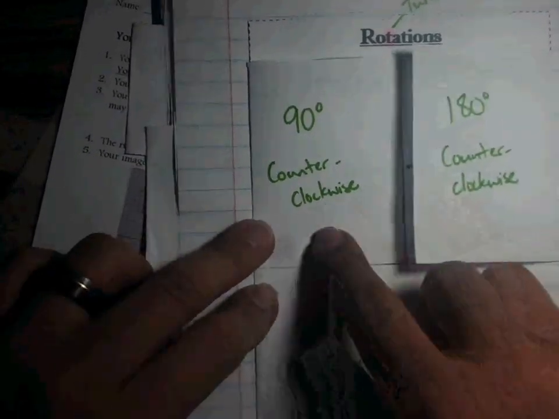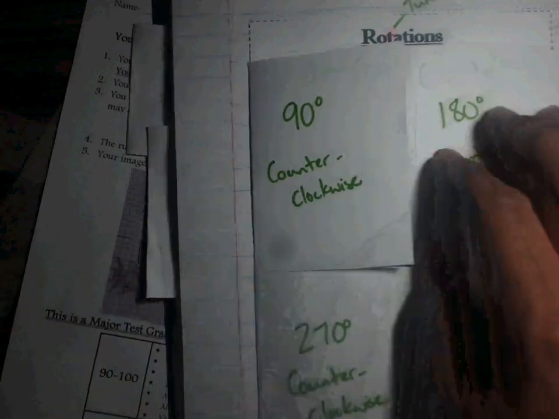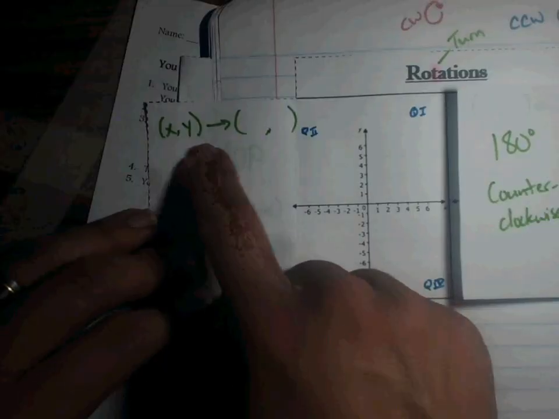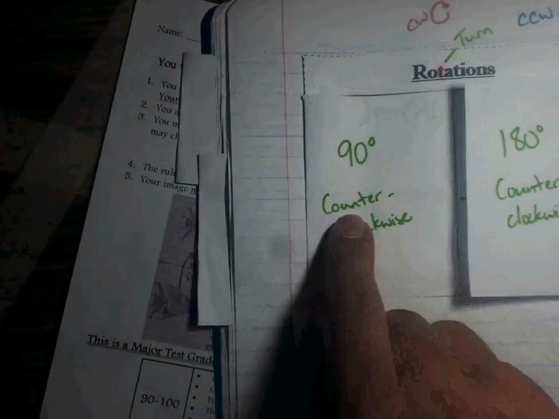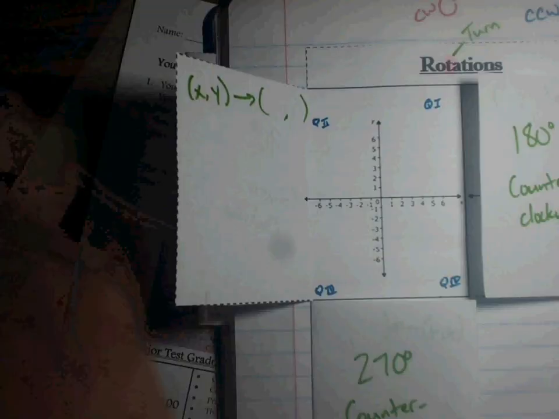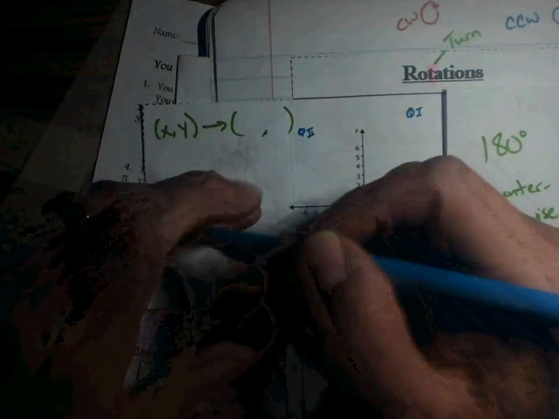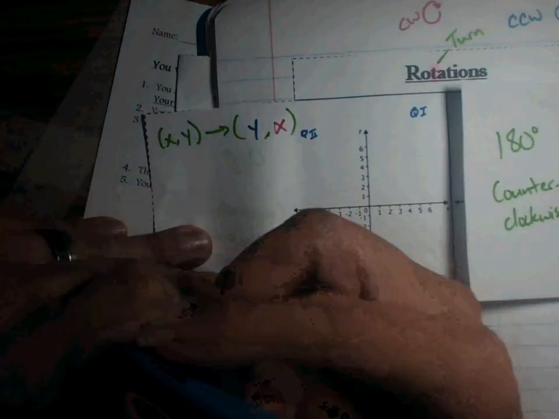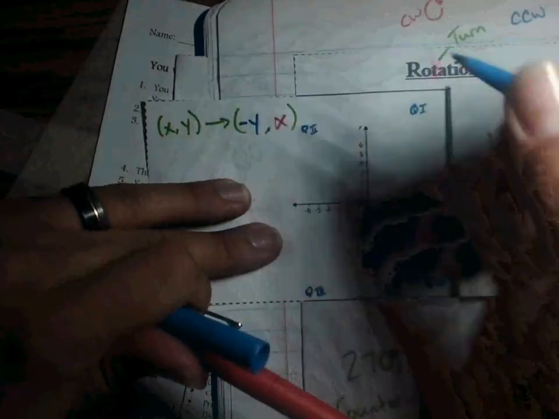So for now, let's actually talk about the rules. Just as before, we have x, y, that's our original point. And then how does it change? What does it do to it? For a 90-degree counterclockwise rotation, what ends up happening is you're going to switch the x and the y. As opposed to having an x here and a y here, you're going to have a y here and an x there. So whatever these numbers are, just change them. But then you change the sign of y. So switch these two and then change the sign of y.